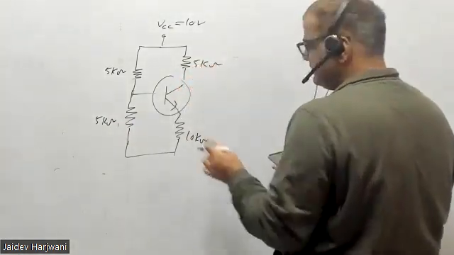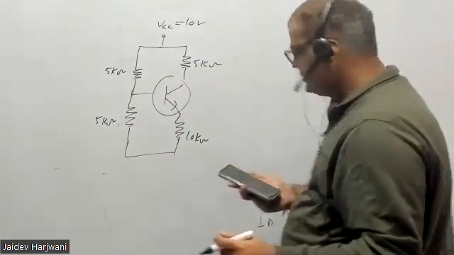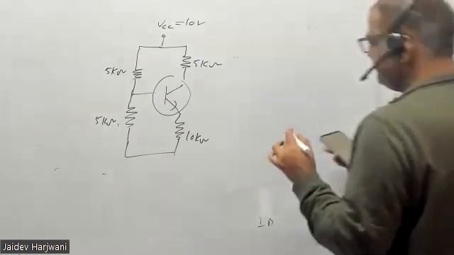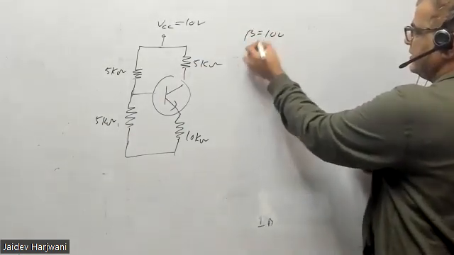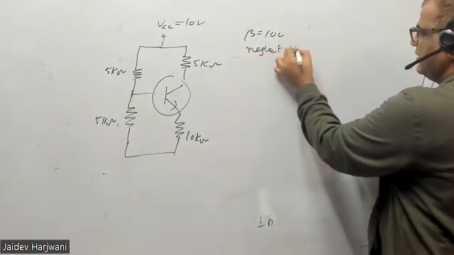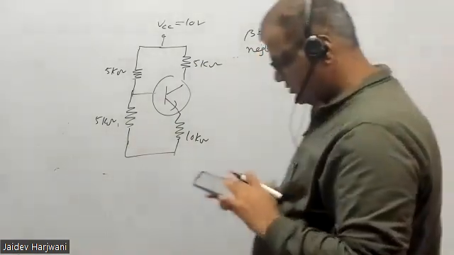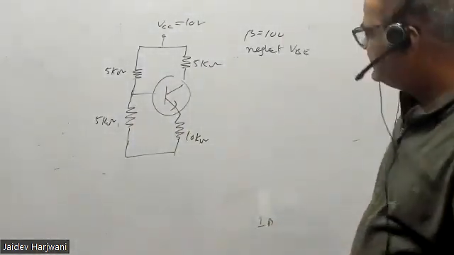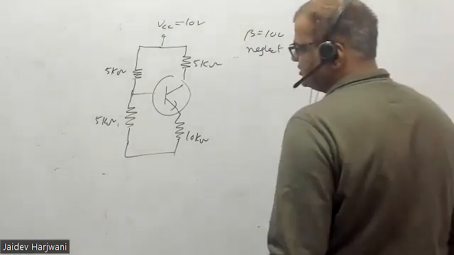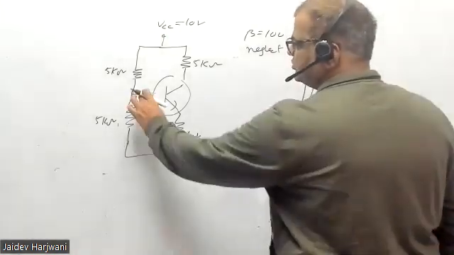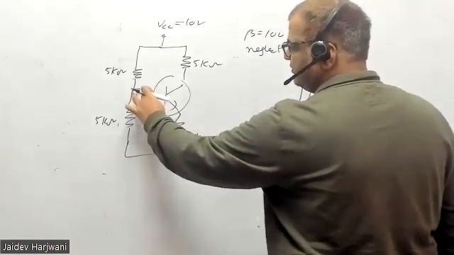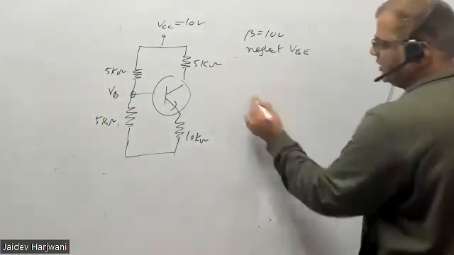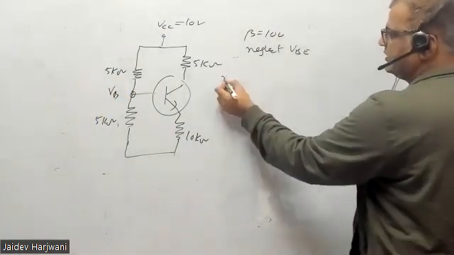Okay, the question asks for VCE, and beta is given as 100. It says neglect VBE. So this question you can do in two ways. One is the accurate method, the other is the approximation method. I am using the approximation method. It says you assume there is no current IB here, so this voltage gets divided, and you can easily find VB.